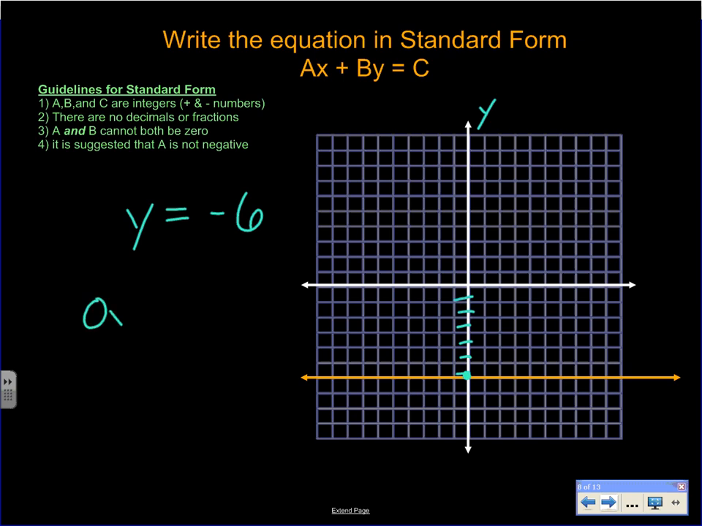And just like in the previous example, x is not there because there's a 0 in front of it. 0 times x is 0, and 0 plus y is y. Y is equal to negative 6. The yellow line on the graph has a standard form equation of y equals negative 6.